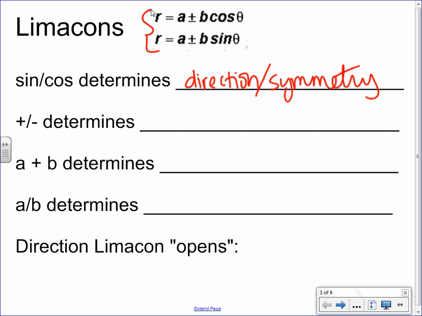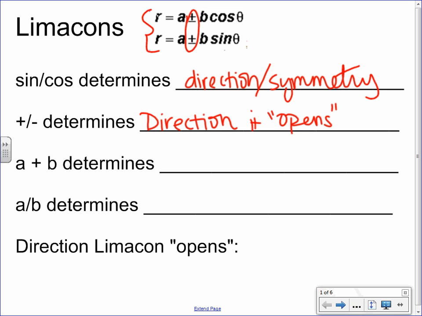This plus or minus, what does it determine? The direction that it opens. I'm going to say opens. I understand that this is a closed figure, but that's the simplest way to describe it. So let's go down here.